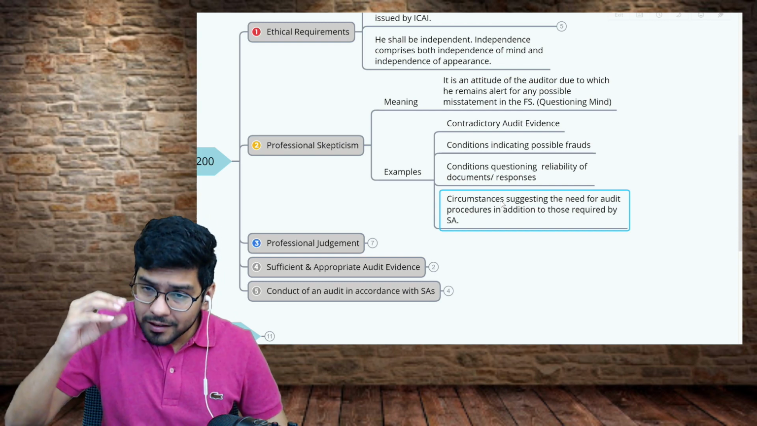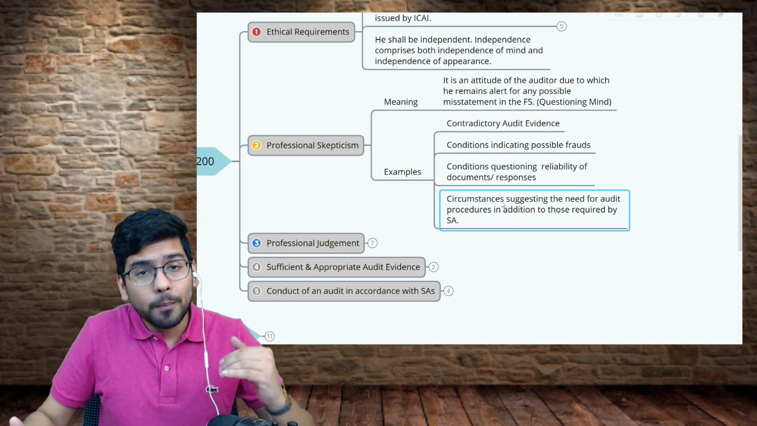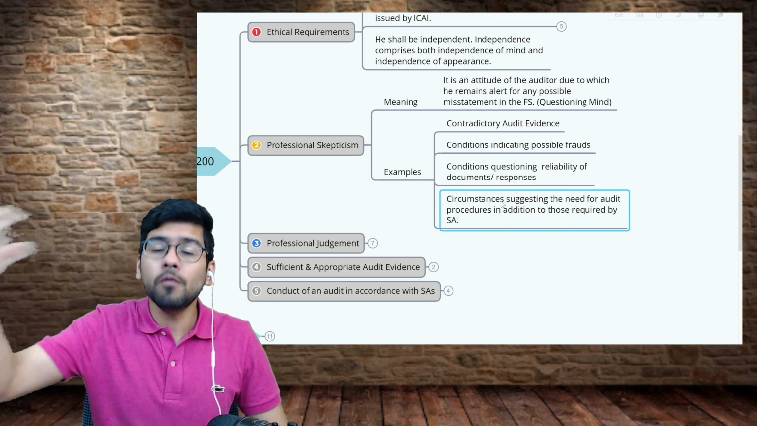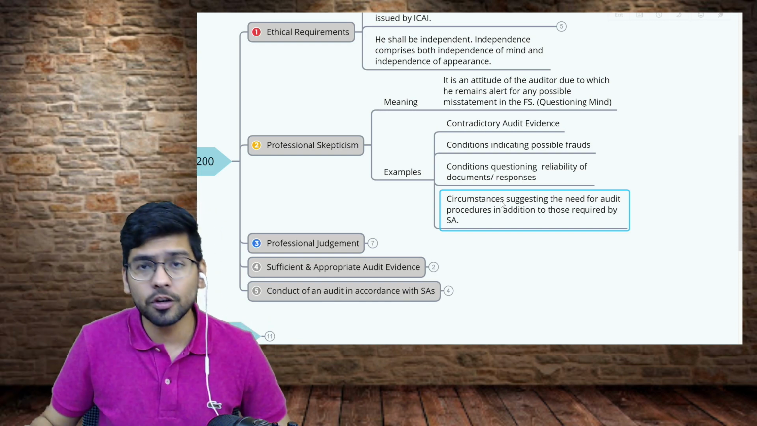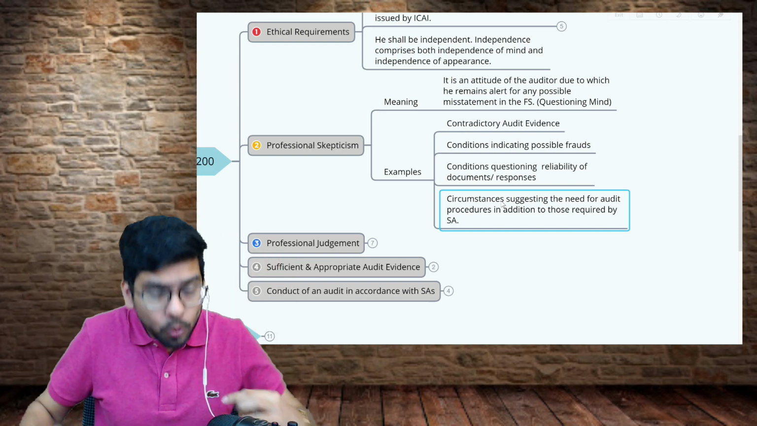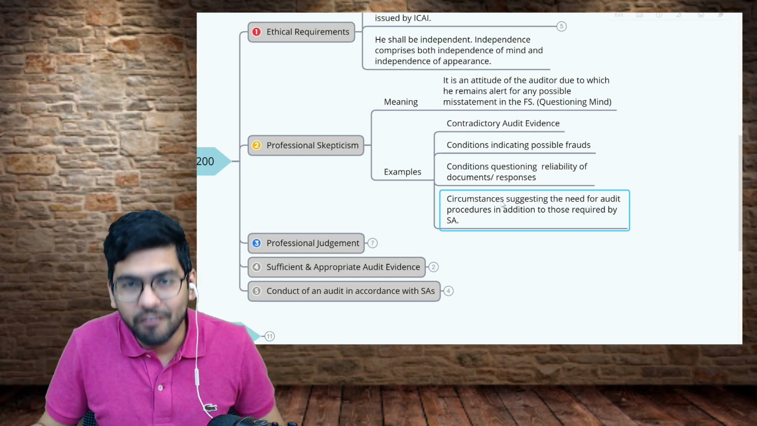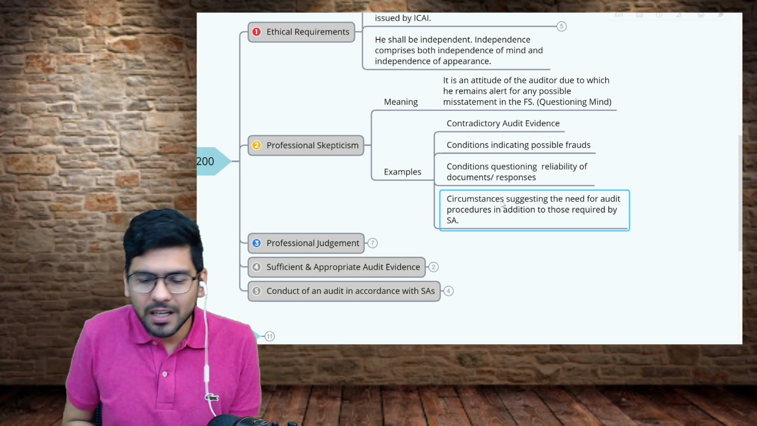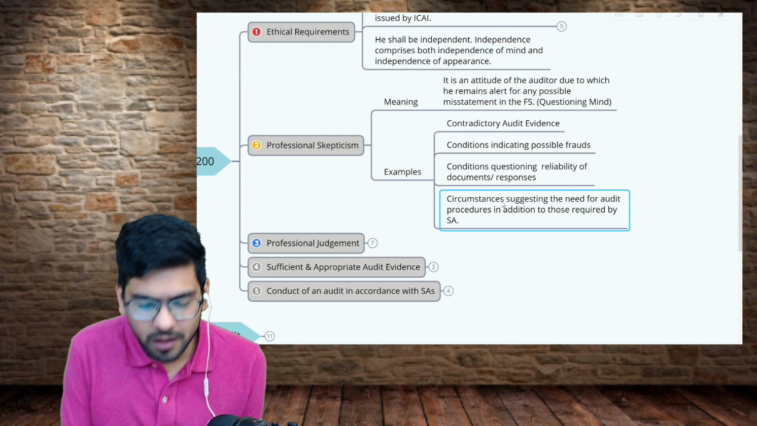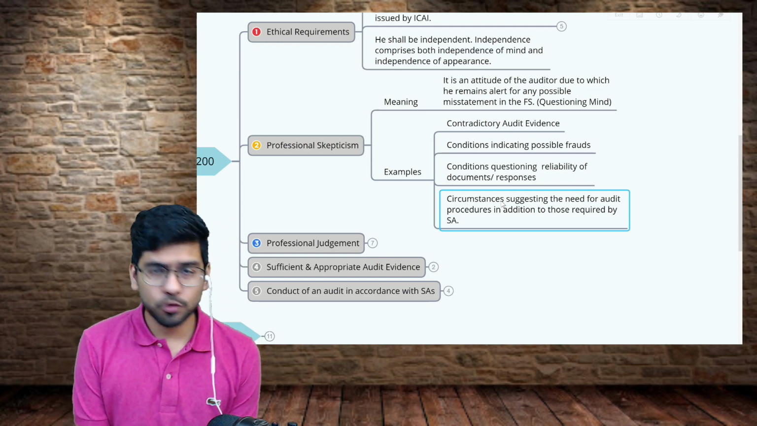So when such a situation arises wherein you have to apply additional audit procedures along with the procedures mentioned in standards on auditing, you need to be alert here. You are applying procedures because maybe you are not very satisfied with the evidence, right? So these are certain circumstances wherein you should switch on this radar of professional skepticism.